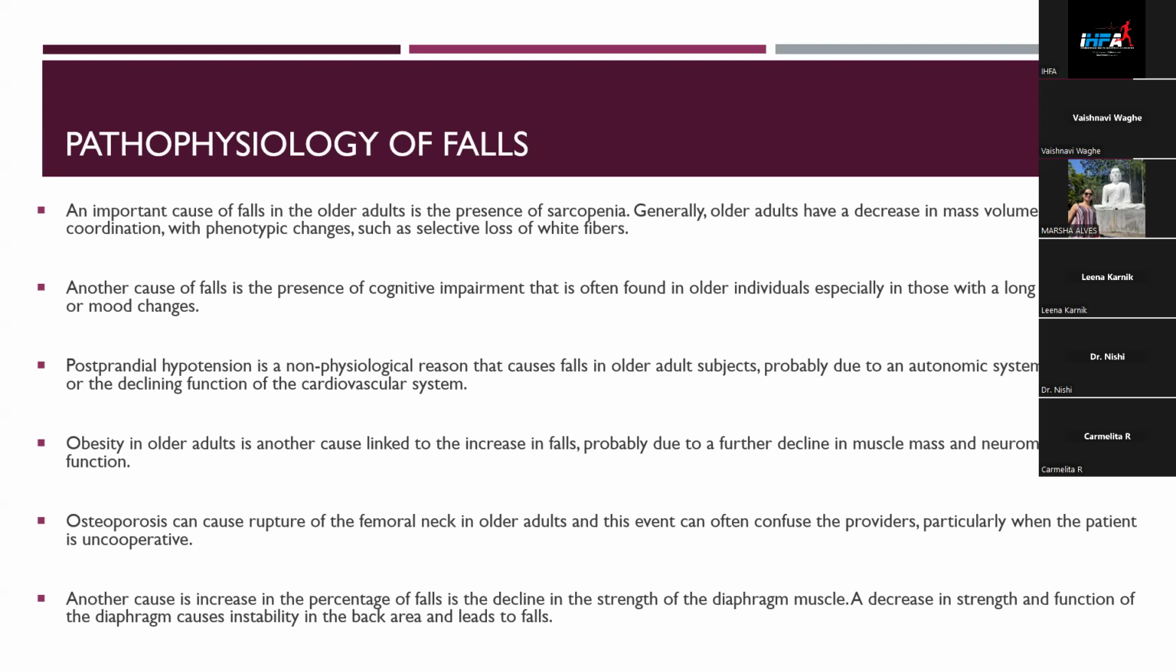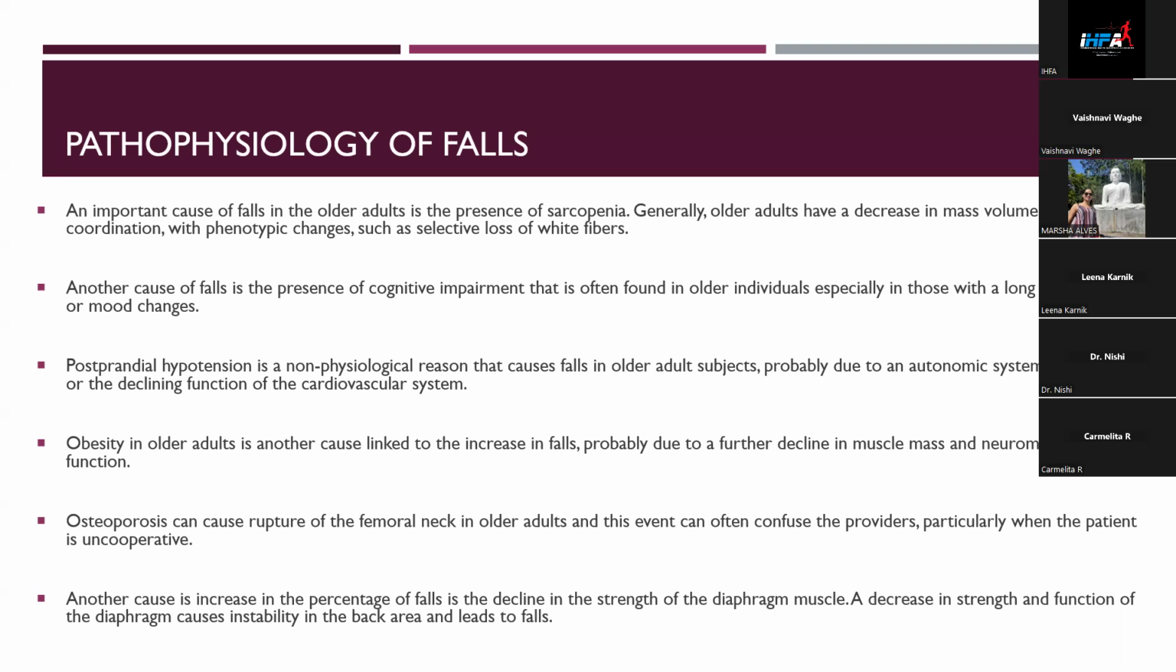Another cause of an increase in the percentage of falls is decline in the strength of the diaphragm muscle. So why is it important? We know that our core is made up of four muscles. One is the diaphragm, one is transverse abdominis, one is multifidus, which is the back muscle, and another is the pelvic floor muscle. With age, all these muscles go for weakness. If any of these core muscles are weak and the person is not able to balance the main axial skeletal system, obviously the falls will increase.